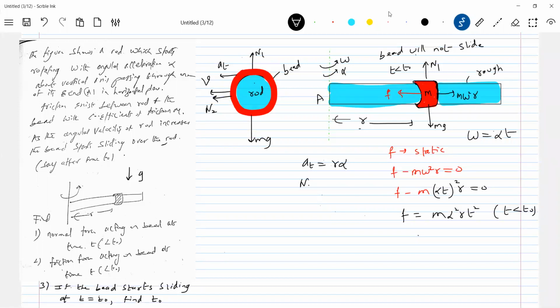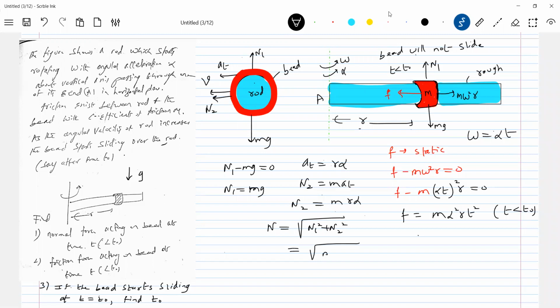So therefore what is N2? N2 should be equal to MAT. So M R alpha. So what is the total normal contact that is acting? One normal contact is mg. So total normal contact acting between the bead and the rod is square root of N1 square plus N2 square. Got the idea, no?